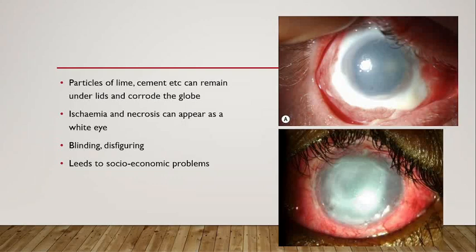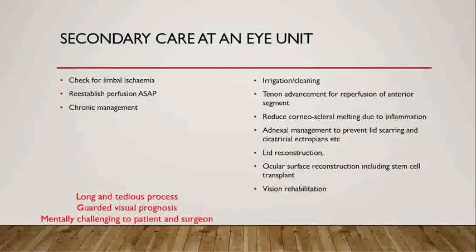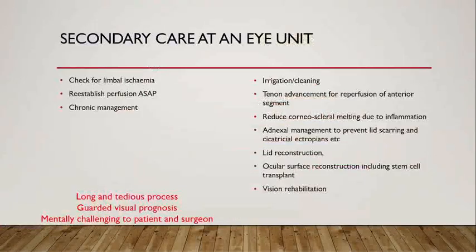And the ischemia gives rise to a whitish kind of eye. There's no blood supply here, and this can be blinding and disfiguring. This is how it presents. So you have to always look for limbal ischemia. Limbus is around the cornea, and if the limbus is ischemic, then the whole cornea becomes hazy. So it's important to re-establish perfusion and then to salvage the eye as much as possible.